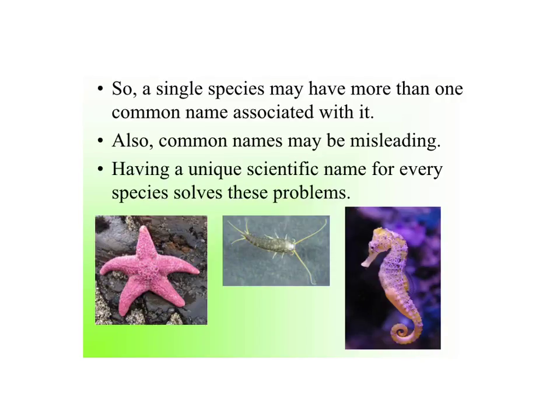Also, common names can be misleading. For instance, this we call a starfish, it's not a fish. This we call a silverfish, and it's a bug, it's not a fish at all. And this we call a seahorse, but it's not a horse, it's a fish. So it can be very confusing using common names. Having a unique scientific name solves all of these problems.